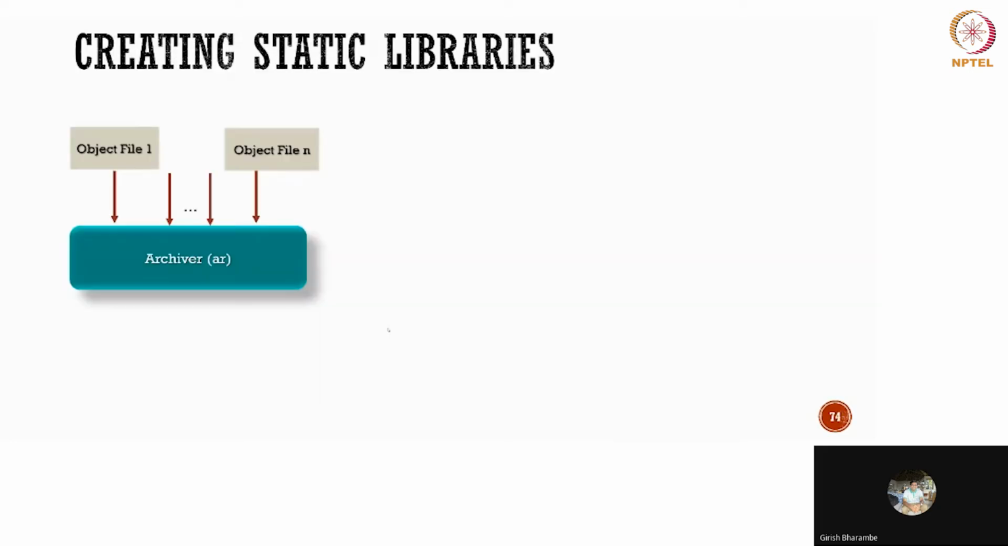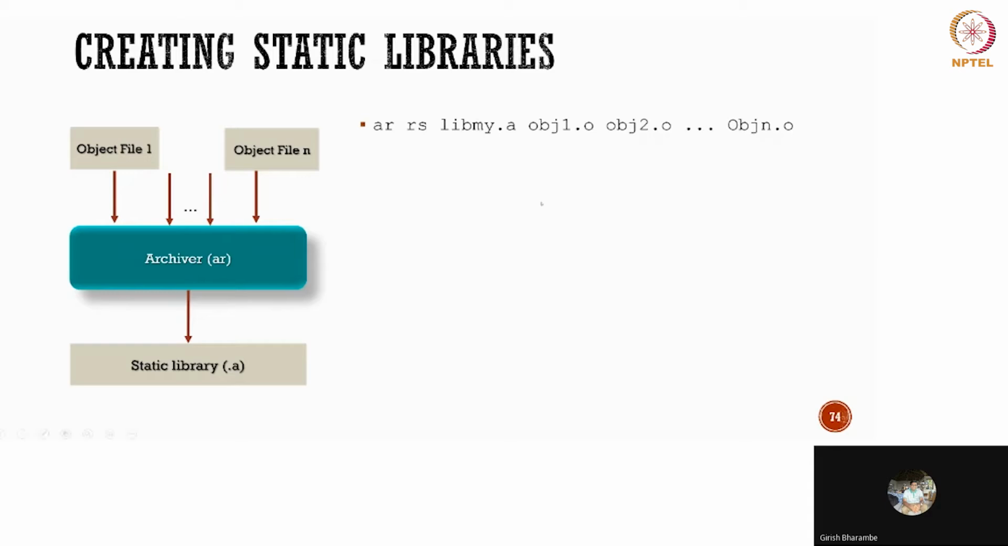So how do you create static libraries? You have multiple object files, and you give them to a utility called AR, which will create a static library with extension .a. So I can have something like this: ar rs libmy.a obj1.o to objn.o. Essentially, I'm saying create libmy.a from obj1.o to objn.o, and there are a few functionalities with respect to incremental updates.